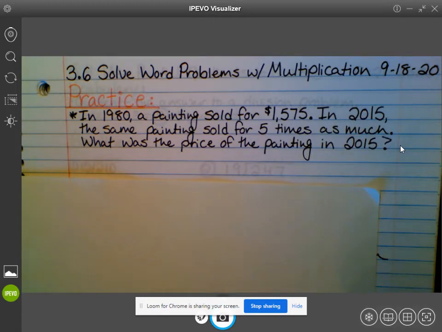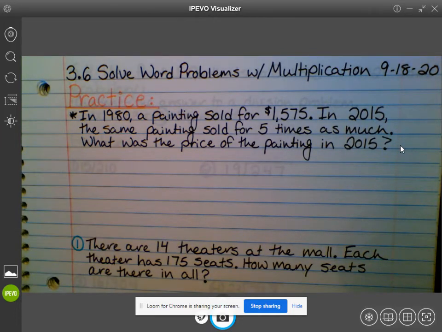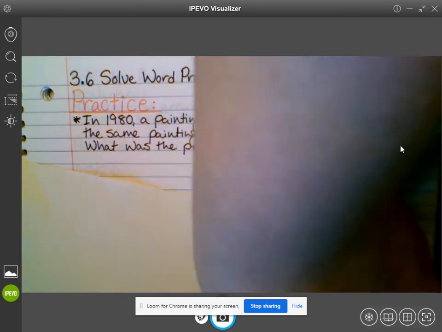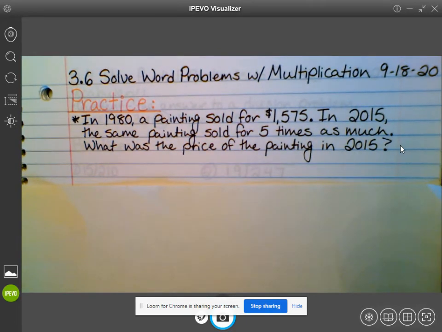How many of you said you need to take 1,575 times 5 to find the answer to this problem? You are absolutely correct. So you are going to silently work out this problem below. Then you'll sit quietly. And if you're already finished, then your voice should be off so you're not disturbing others. Thank you.